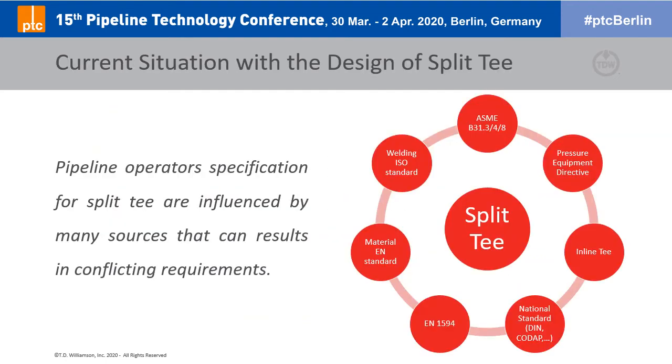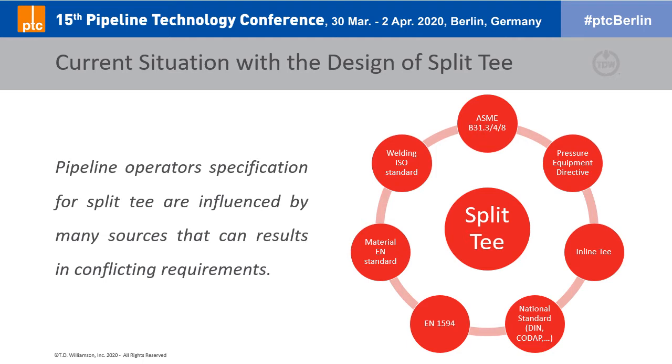With no European standard to cover the split T design for transmission pipeline, most operators have developed a specification with requirements from many sources. Starting from the top and moving clockwise, ASME B31.4 and B31.8, which is a valid solution and self-sufficient when applied to all aspects of a split T, design, manufacturing, and so on. The Pressure Equipment Directive, as mentioned before, influences even beyond its scope of application.